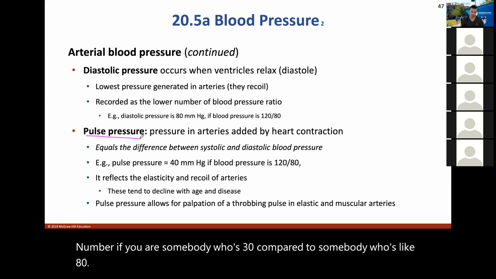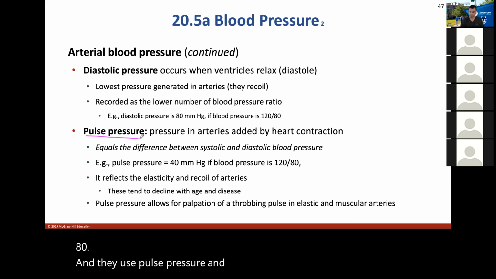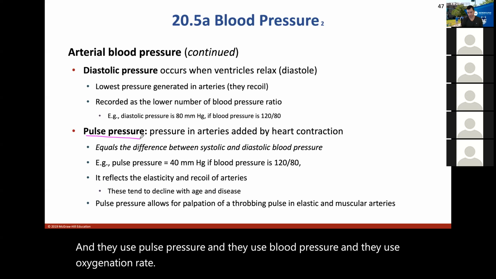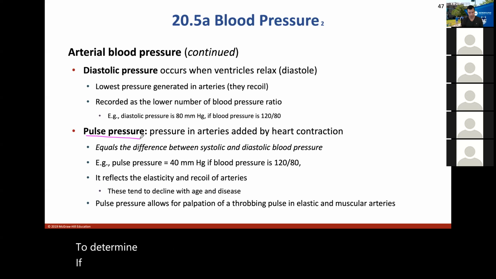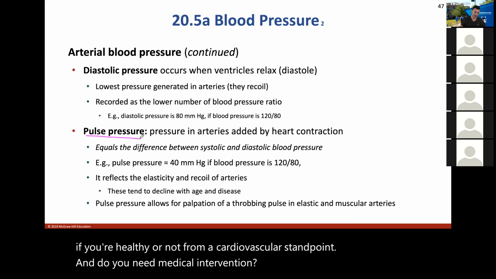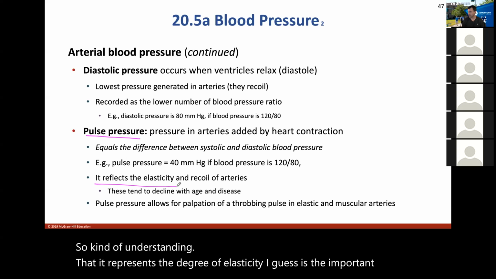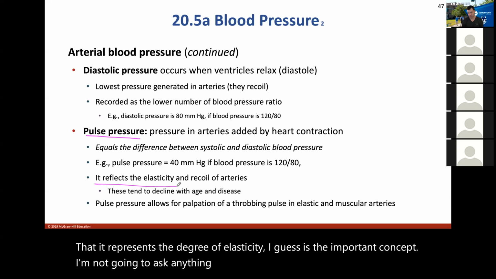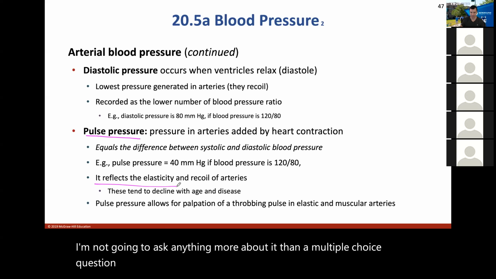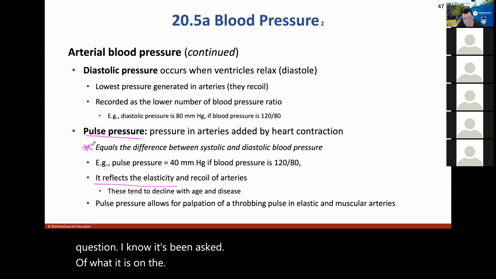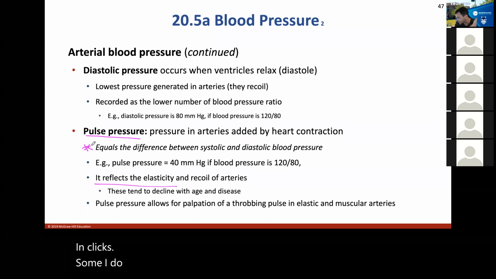And they use pulse pressure and they use blood pressure and they use oxygenation rate to determine if you're healthy or not from a cardiovascular standpoint. And do you need medical intervention? So kind of understanding that it represents the degree of elasticity, I guess, is the important concept. I'm not going to ask anything more about it than a multiple choice question. I know it's been asked on the NCLEX. So I do know that it's been asked in the past.